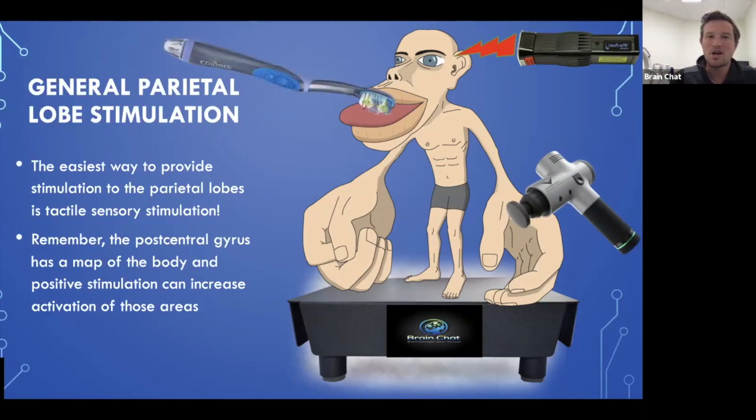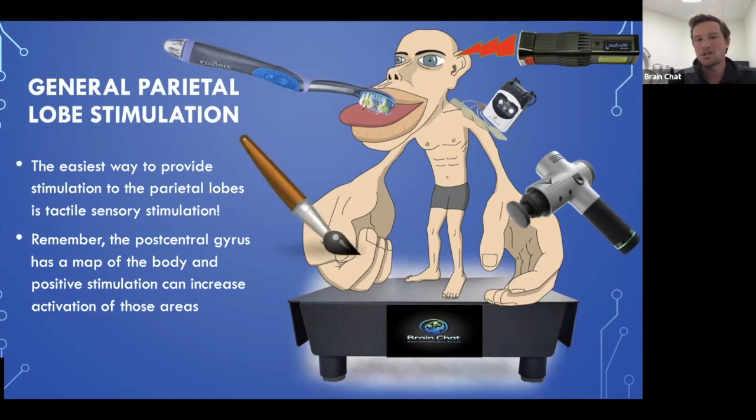He's getting some vibration on his tongue, maybe a TENS unit on the shoulders, maybe some light brush on the other hand. Basically, this slide was just here to show you that you can incorporate different modalities to provide sensory information to help build areas of the brain. Because remember, our brain is a big sensory sponge. It wants stimulation. It wants good positive stimulation.